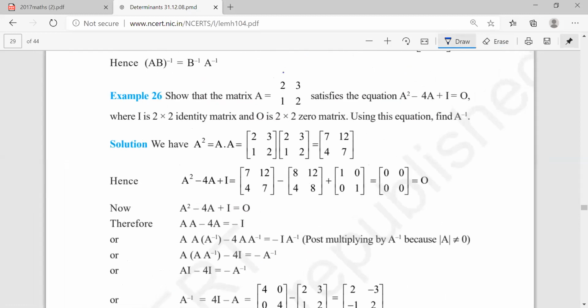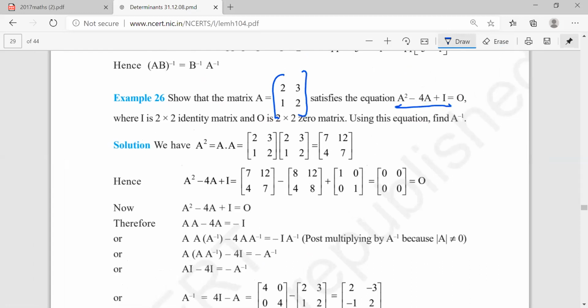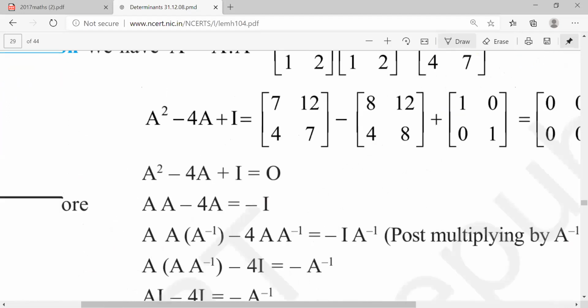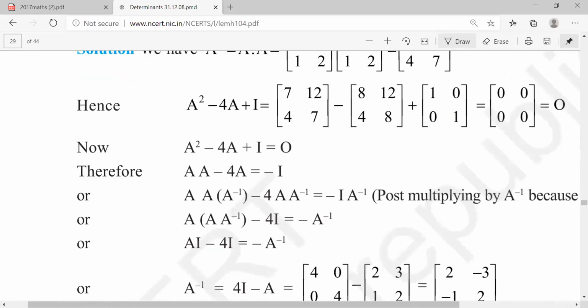The question says this square matrix satisfies the equation A square minus 4A plus I is equal to 0. Find A inverse using this equation. So they're telling us to use this equation to find A inverse. So write the equation as it is. And you should know only one thing. What is that one formula?